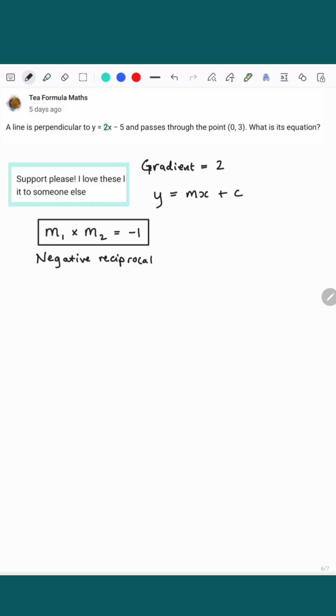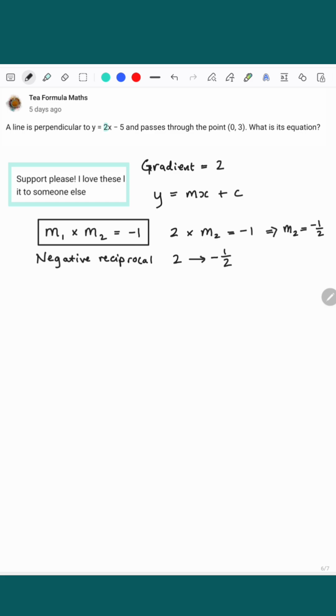Now we're going to need this relationship, because the gradient of the second line is found by saying 2 times the second gradient equals -1. Therefore, if we divide both sides by 2, the gradient of the second one is -1/2. Alternatively, if we know that the reciprocal is 1/2, then the negative reciprocal is -1/2. Same thing, right? So we've got our second gradient.